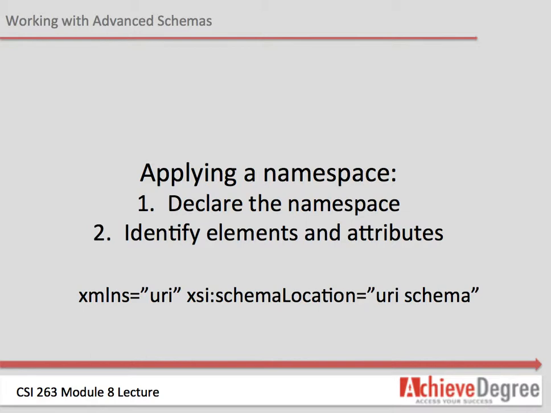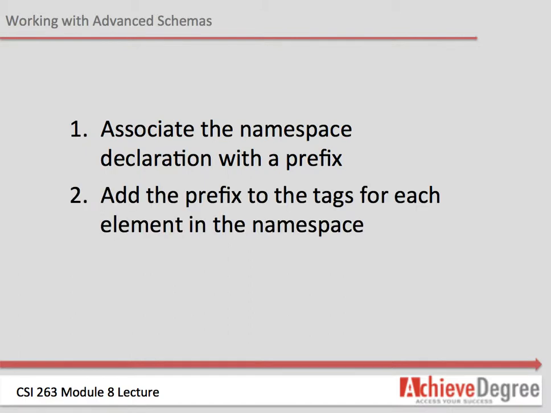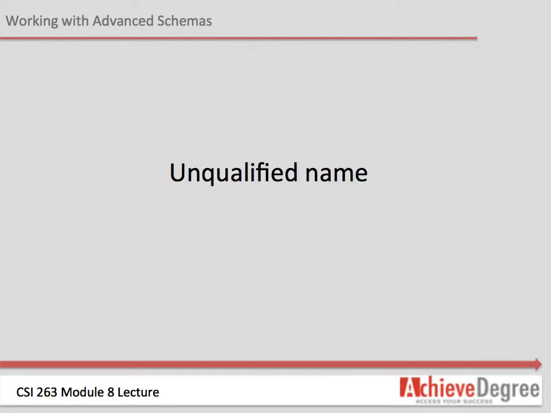This process involves two steps. Associate the namespace declaration with a prefix, and add the prefix to the tags for each element in the namespace. This is the general form, where prefix is the namespace prefix and element is the local part. An element name without a namespace prefix is referred to as an unqualified name.